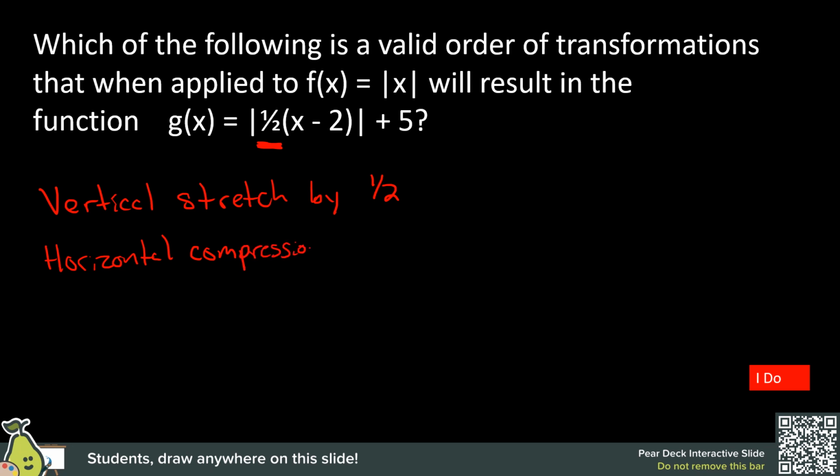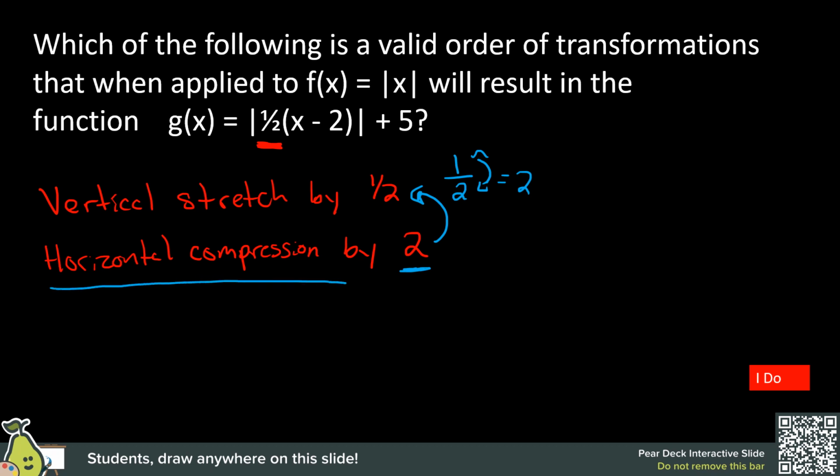Vertical compression by 2. Then you're probably wondering, where do I get this 2 from? Well, that 2 is coming from this 1/2. If we take the reciprocal of that, the reciprocal of 1/2 is 2. Had this been a 1/3, well this would have been a 3. Had it been a 1/4, well this would be a 4. This is the same skill, just a little different way of seeing it.